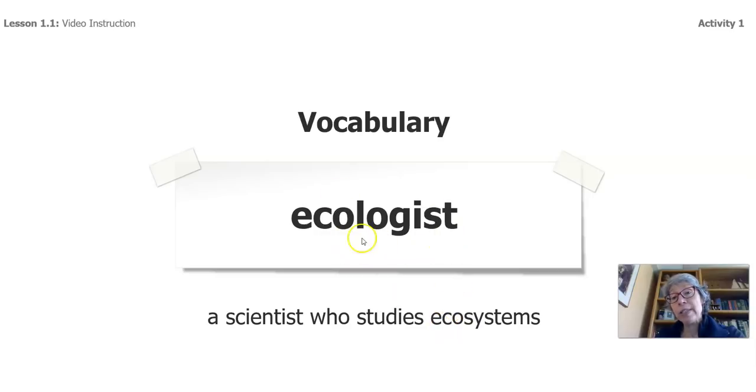An ologist is a person who specializes in studying something. So a lot of scientists are ologists, like biologist, a chemist. Oh, a chemist, yes. So this is a really cool word, and scientists who study ecosystems are fondly known as ecologists.